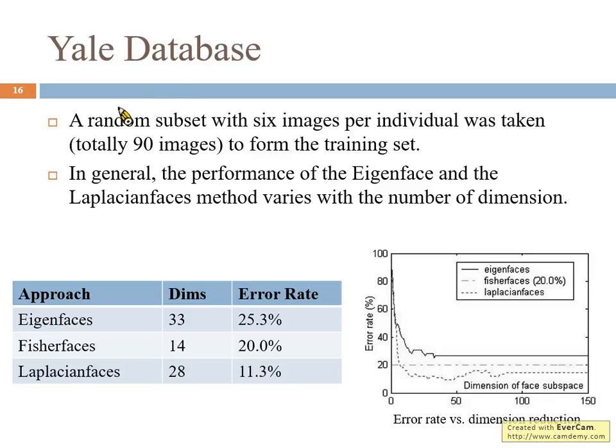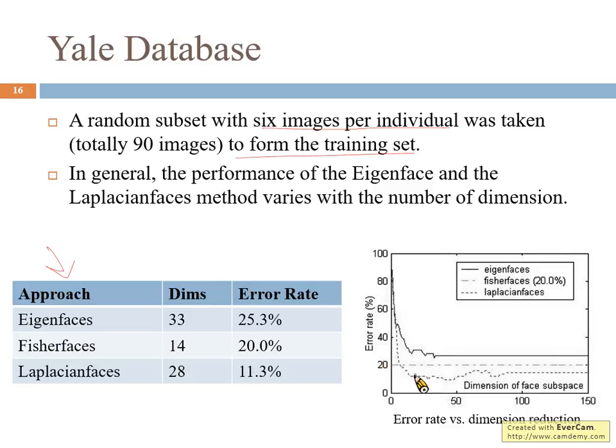From the Yale database, a random subset with 6 images per individual was taken to form the training set. This table shows the experimental result. We can see that first we search for the best number of dimensions for eigenface, fisherface, and Laplacianface to do the performance comparison.